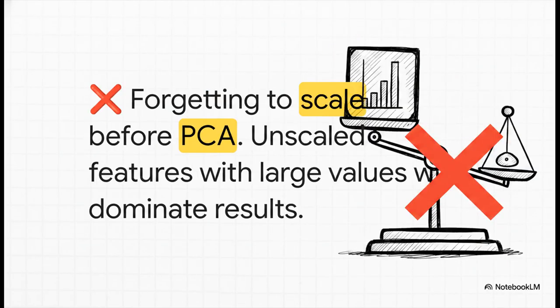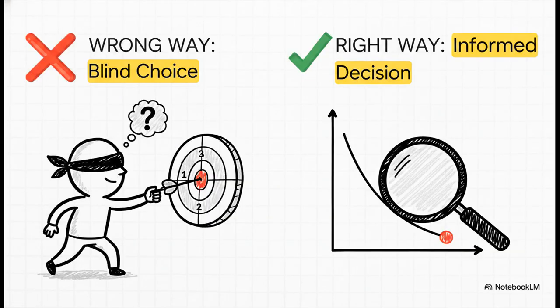Mistake number 2 is just forgetting to scale your data before you run PCA. Since PCA is all about distance, if you have one feature that's measured in the millions and another that goes from 0 to 1, guess which one's going to run the show? The bigger one will completely dominate your results, and they'll be pretty much meaningless. So always standardize first.